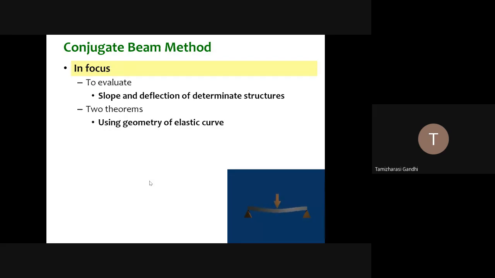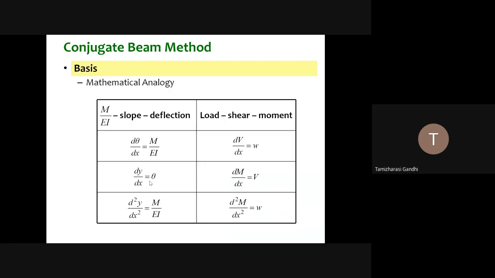It is used to evaluate slope and deflection using the geometry of the elastic curve, either in terms of deflection or in terms of the bending moment diagram. These are the basic mathematical analogies that you have studied in your basics. From the previous equations, we know that the change in slope, d theta by dx, is equal to M by EI.